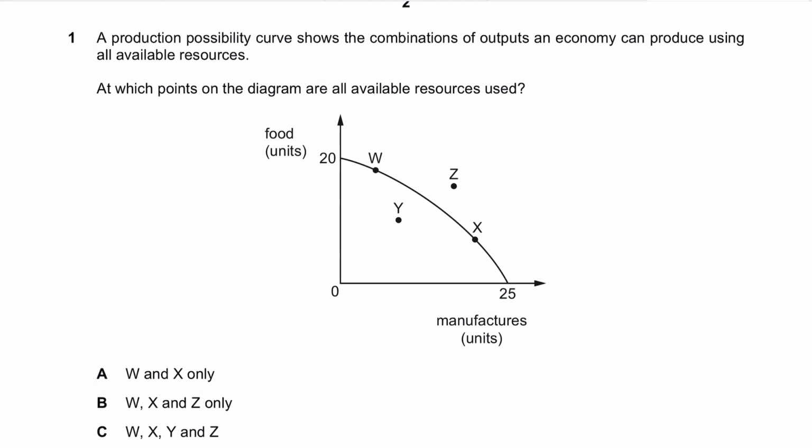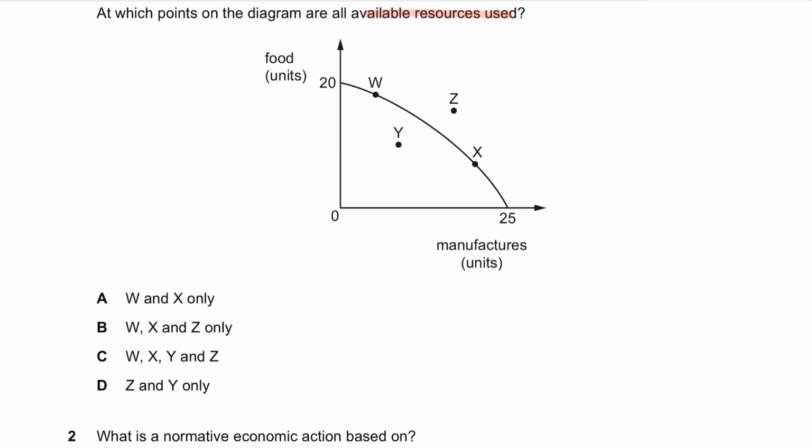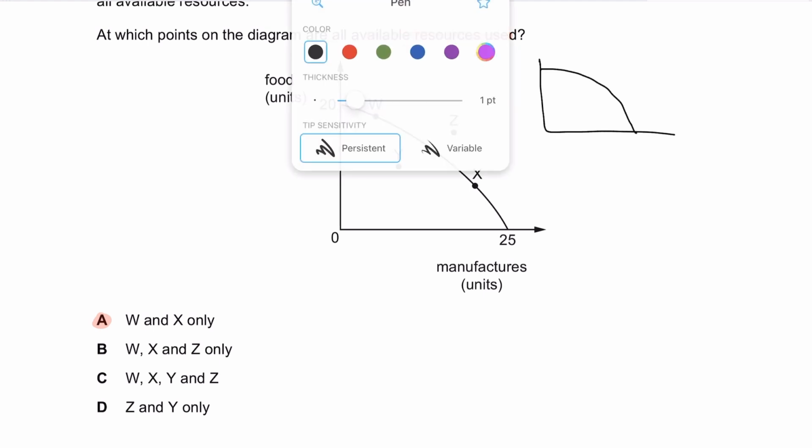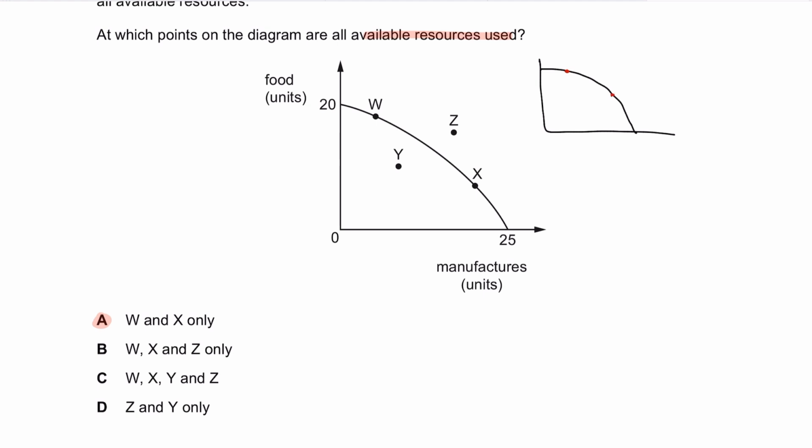We all know what a PPC curve is. It shows the different possible combinations of two goods and services that can be produced with its given resources. So at which point are all available resources used? The answer should be A, that is W and X. Why? Because we know that the production possibility curve represents full employment of resources. So any point on the curve, whether it be A, B, C, whatever, would represent full employment of resources. It would mean that all resources are efficiently utilized. There is no slack, no idle capacity, no spare capacity.